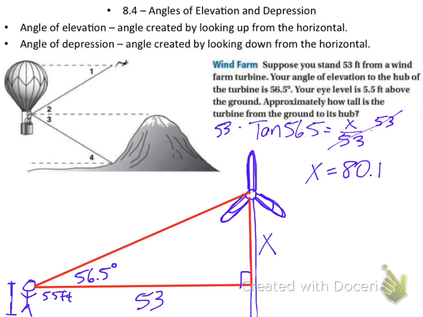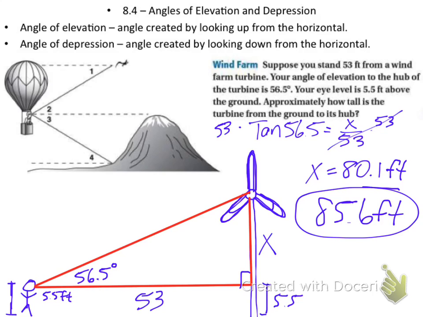And then remember, this is just the height here. So what I have to take into consideration is that my eye level is 5.5 feet, and this portion right here is 5.5 feet. So I can add that to my 80.1 and get my final height of 85.6 feet. So that would be my final answer of about how tall this wind turbine is.